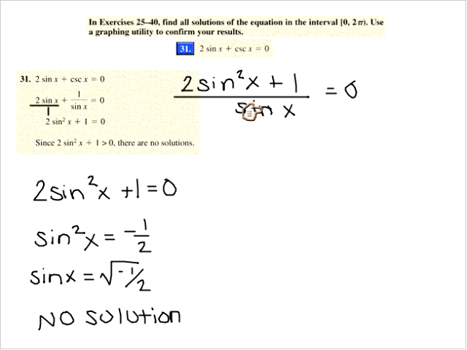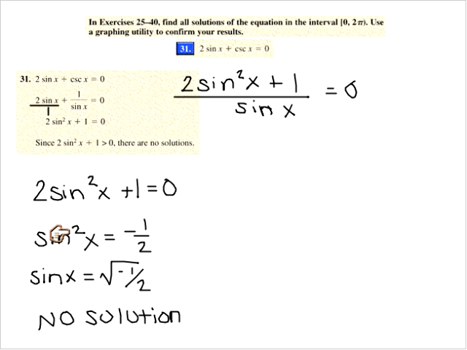I'm going to multiply both sides by sine x so I can get rid of that fraction. When I multiply both sides by sine x, I end up with 2 sine squared x plus 1 equals 0. My ultimate goal is to isolate sine x. So I would start by subtracting 1 and then dividing by 2. And then I get sine squared x.